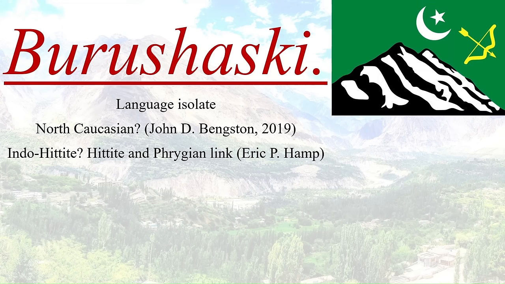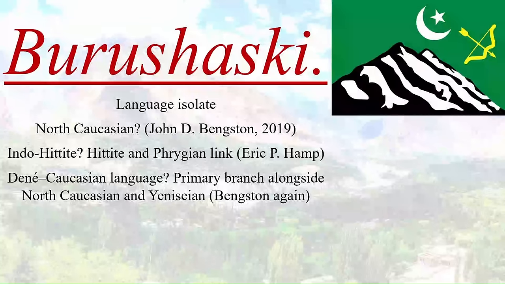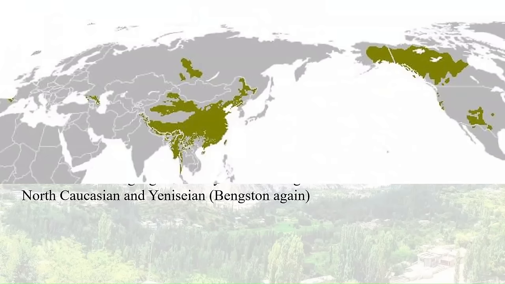Believe it or not, this is still not the craziest theory about Bulushevsky, as of course, at some point when we're talking about language isolates, we always have to talk about the Dene-Caucasian language family. Bengston once again proposed this and got support from other Dene-Caucasian hypothesis fans, but he also went a step further, stating that he believes Bulushevsky to be one of the primary branches along with North Caucasian and Yeniseian. The Dene-Caucasian languages deserve a video of their own, as it's such a hot topic in linguistics, and just to show how crazy it is, here's a map of the supposed language family.